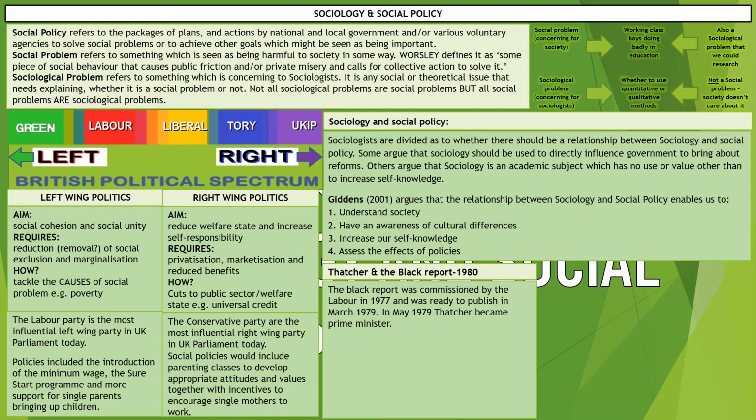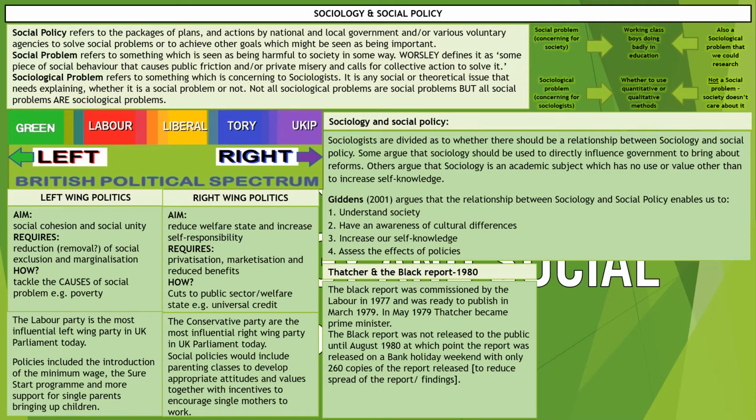So the Black Report was commissioned by Labour in 1977. It was used to assess health inequality in society, and it was commissioned under Labour before they left office. In 1979, Margaret Thatcher becomes Prime Minister, the Conservatives take over, and the Black Report was ready to be published early on in Thatcher's premiership. Now, the Black Report was delayed. They delayed the public release until August 1980.